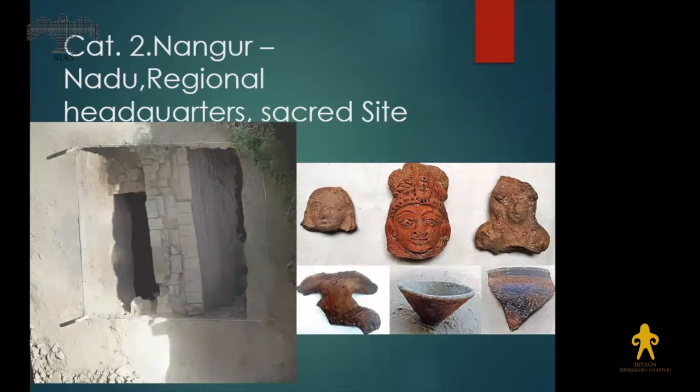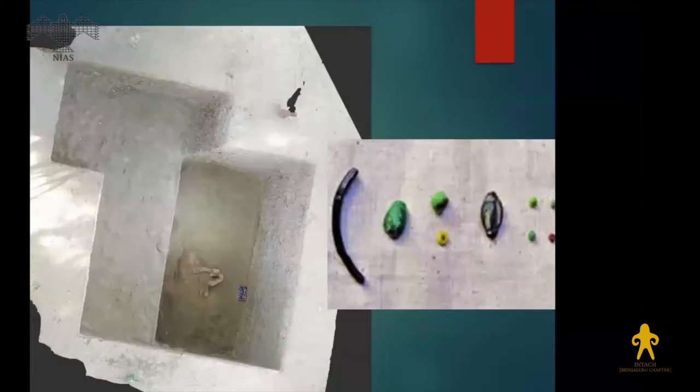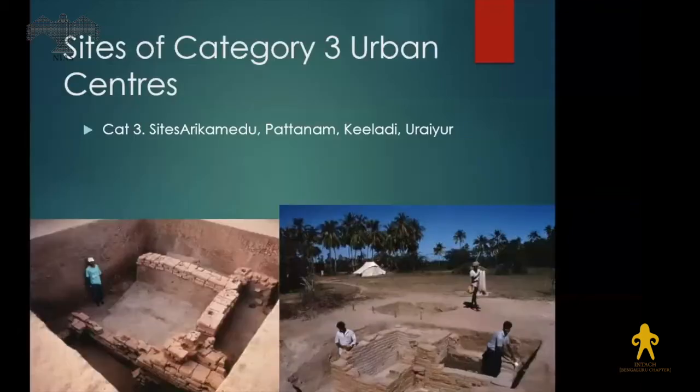And here we found a lot of evidence. This is evidence, glass beads, and we also found an iron working context in the early historic times. And those sites are category 2. And then category 3 urban centers. Sites like Arikamedu, Pattanam, I showed in the previous map.